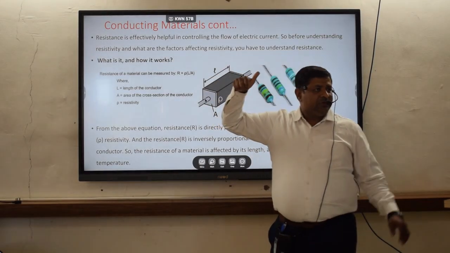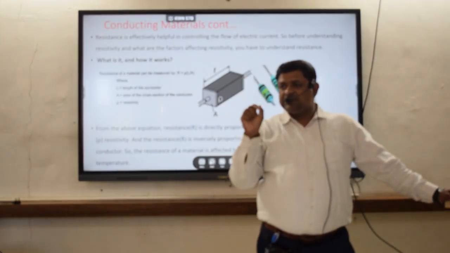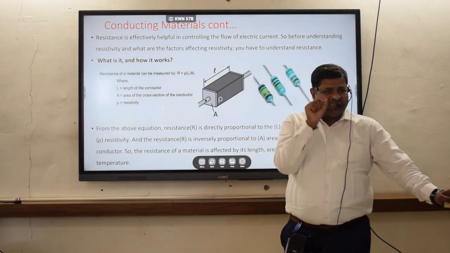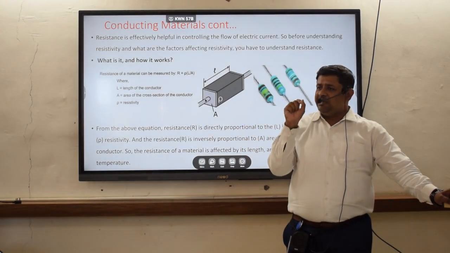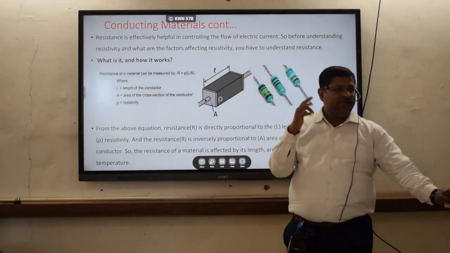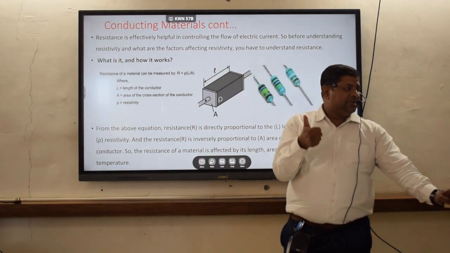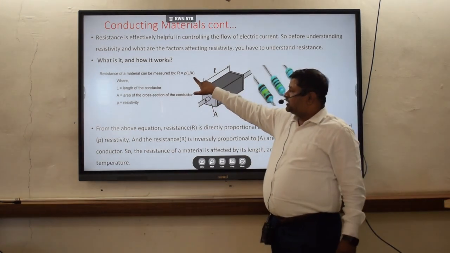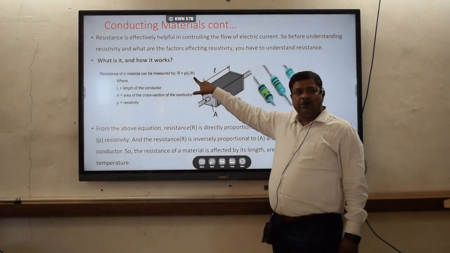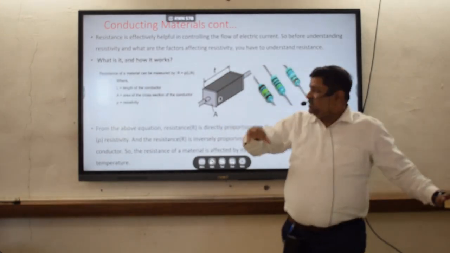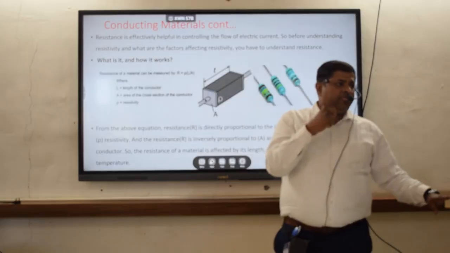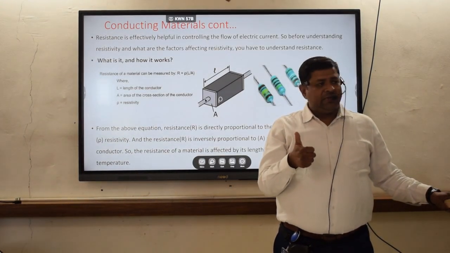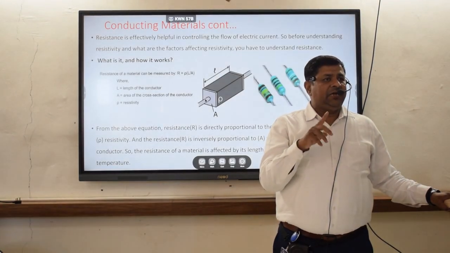Who is directly proportional? Resistance. Resistance to the flow of current through the conducting material is directly proportional to the resistivity of that material and the length of that material. Resistivity ज़्यादा है, ज़्यादा resistance आएगा. Length ज़्यादा है, ज़्यादा resistance आएगा. Isn't it? And it is inversely proportional to the area of that conducting material, because A is in the denominator. So if the area is less, more conductivity. Less area, more conductivity. Large area, less conductivity.